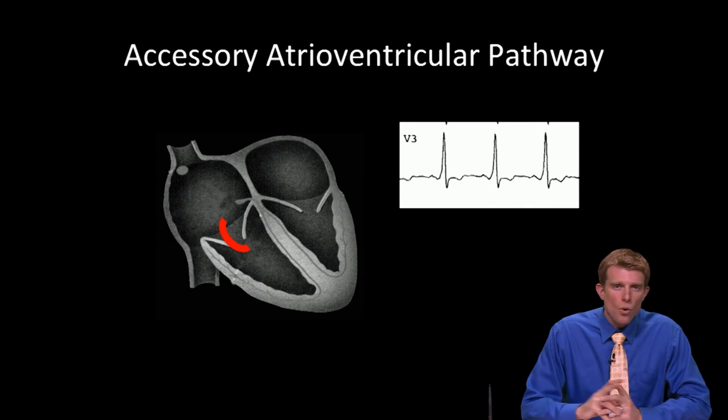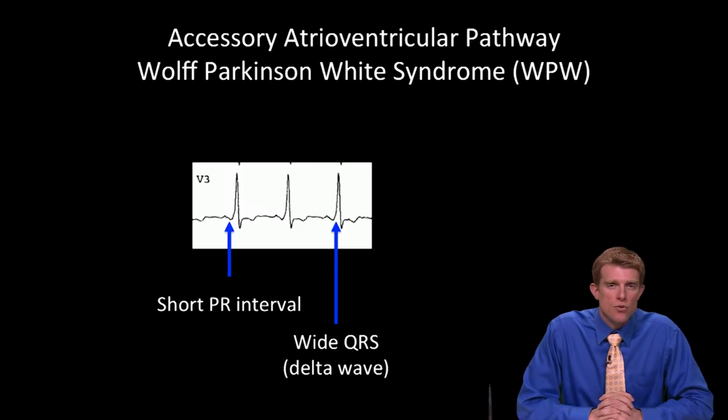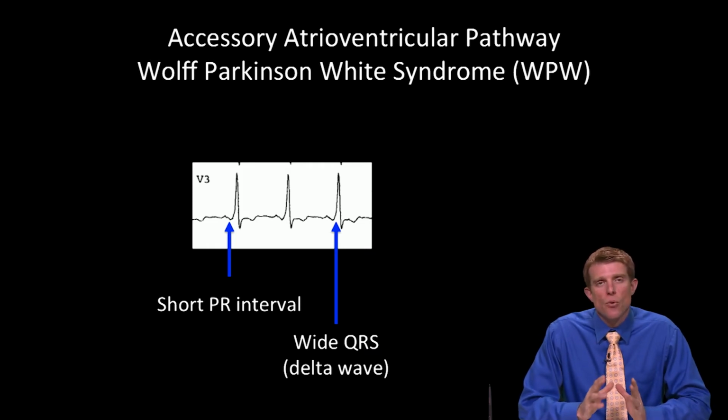Now, what does that do to your findings on ECG and rhythm strip? What you find on your ECG is that you have a short PR interval because there's not that compensatory pause in the AV node because of the accessory pathway. The other thing you find is that you have a slightly wide QRS and what's called a delta wave, or a slurred upslope of the QRS complex.